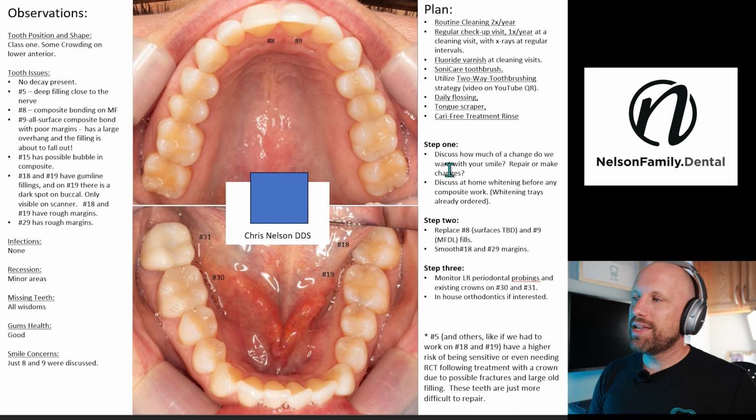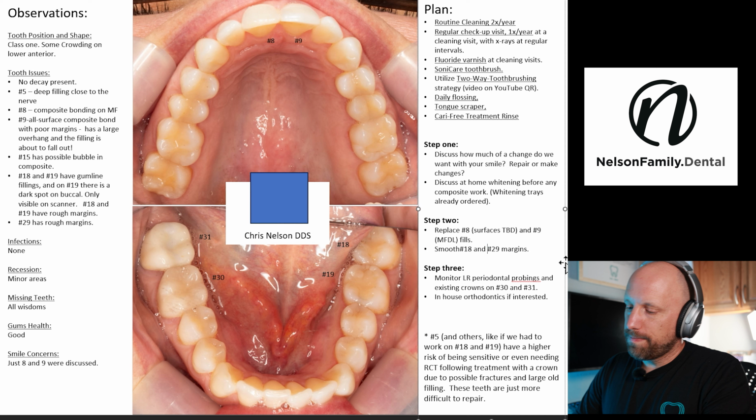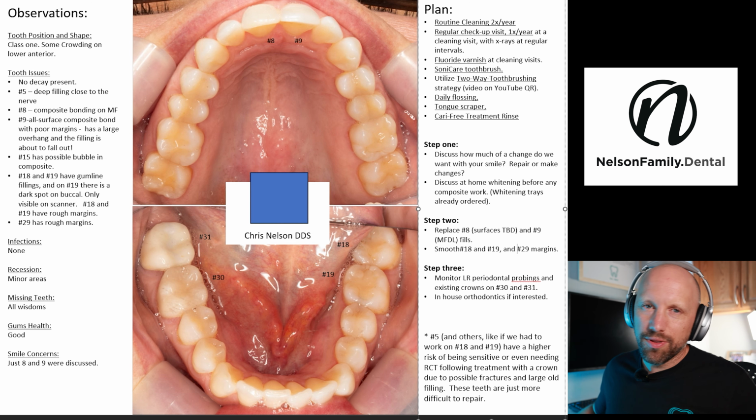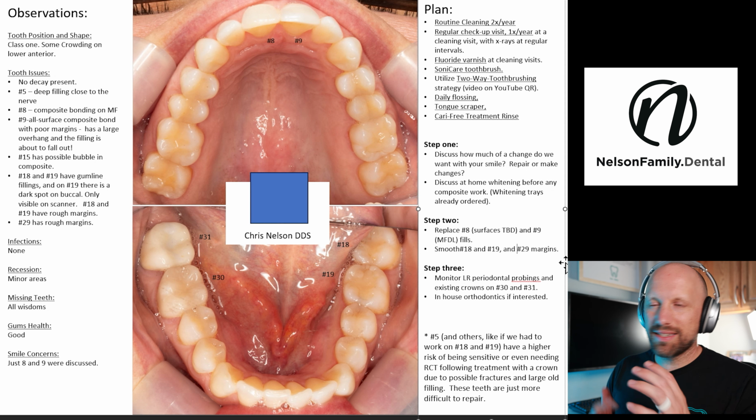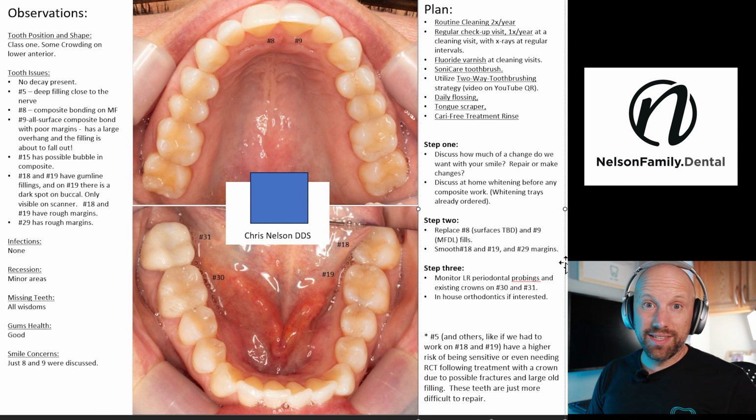And then smooth number 18, 19, and 29. Those margins, if I can smooth them to get some more life out of those composite fillings, I will. A lot of times I find on those gum line fillings, if they just aren't perfectly finished, then they just need some smoothing to take care of them.